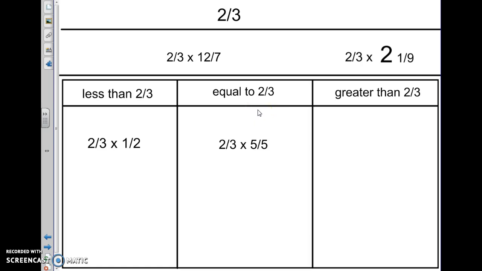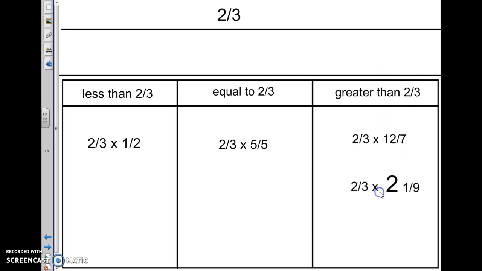All right, lastly, which expressions would fit into greater than 2/3? And obviously it is going to be 2/3 times 12/7, because 12/7 is more than 1 whole. It's an improper fraction. And 2/3 times 2 1/9, because it's going to give us 2 whole groups of 2/3 and a little part of 2/3 as well. So the final product is also going to be greater than 2/3.